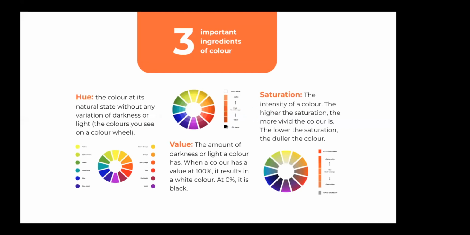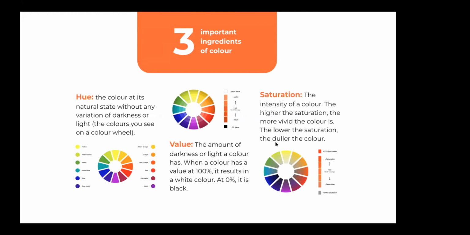There are three important things to consider when discussing color. Hue is the color in its natural state without any variation of darkness or light. They are the colors you see on the color wheel. Value is the amount of darkness or light a color has. When it has a value of 0%, the result will be black, and when it has a value of 100%, the result will be white.